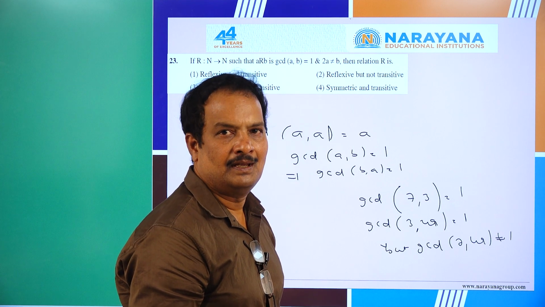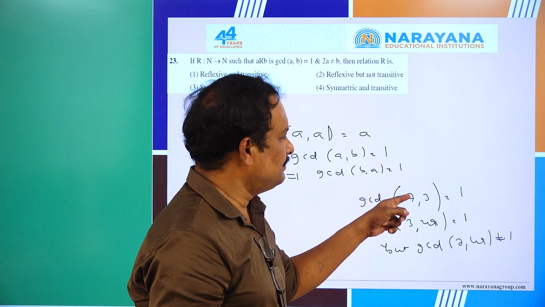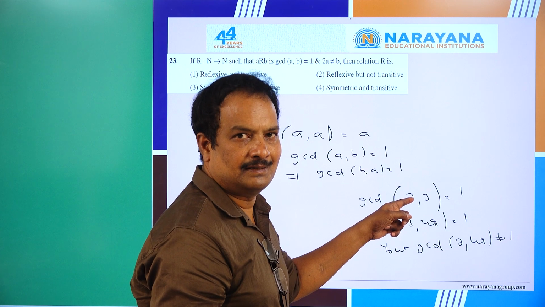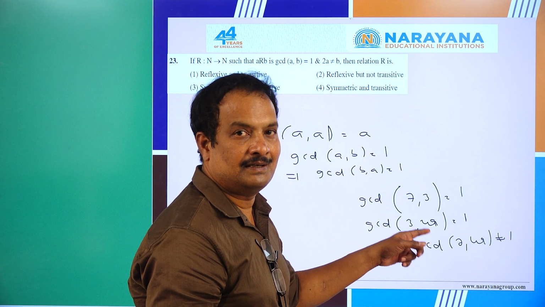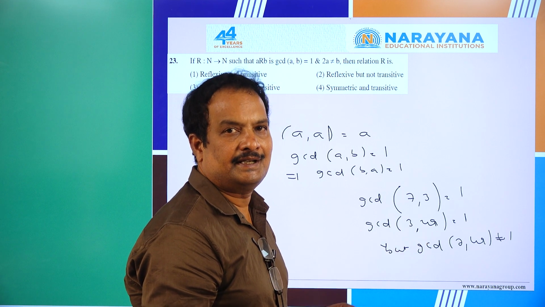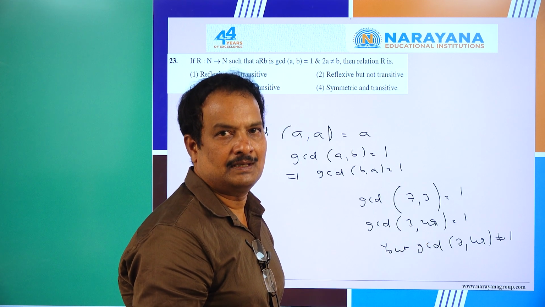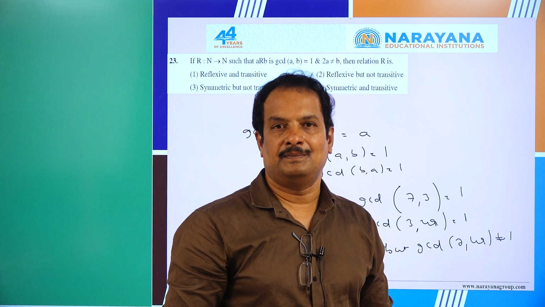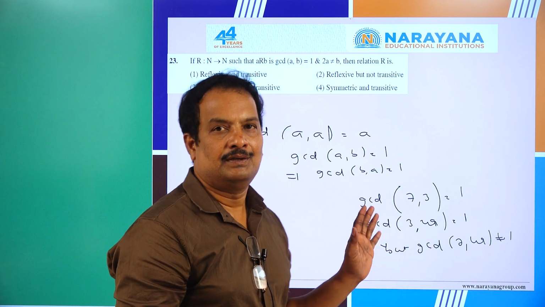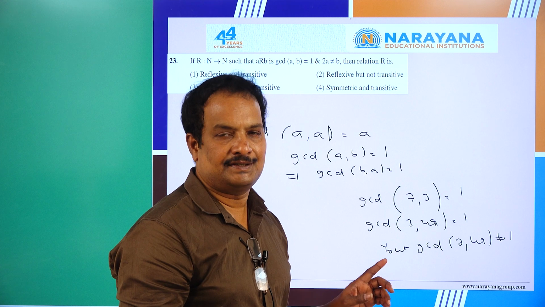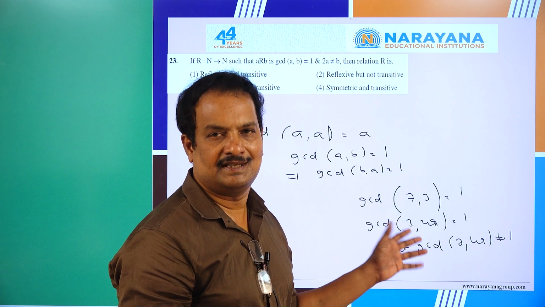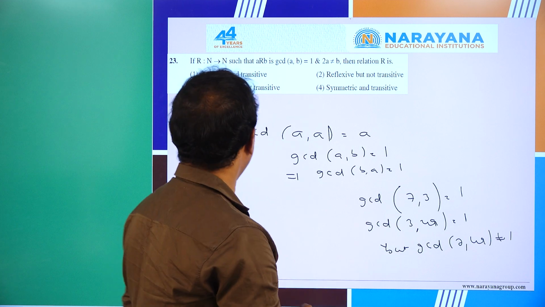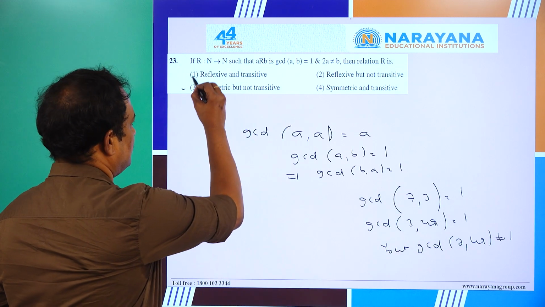So what does it mean? Here, even though the first pair belongs to R, and this one also belongs to R, the ordered pair of 7 and 49 does not belong to it, because the greatest common divisor is not 1 here. So it is not true for every pair of natural numbers. That's why you can say that it is not reflexive but symmetric, and it is not transitive also. You can see this example. So that's why the answer is symmetric but not transitive.